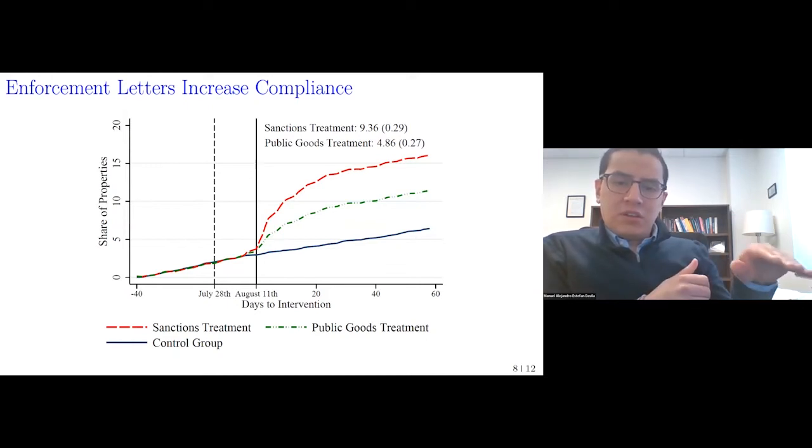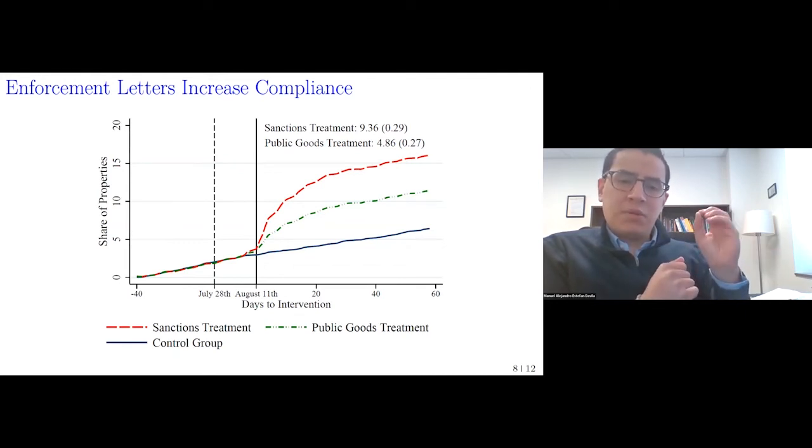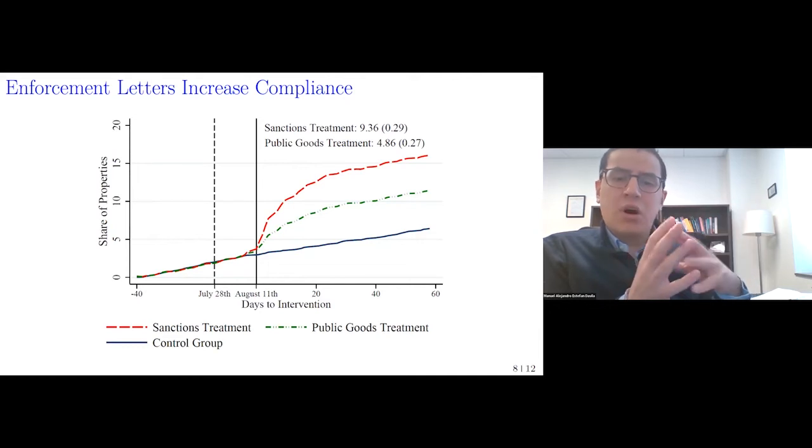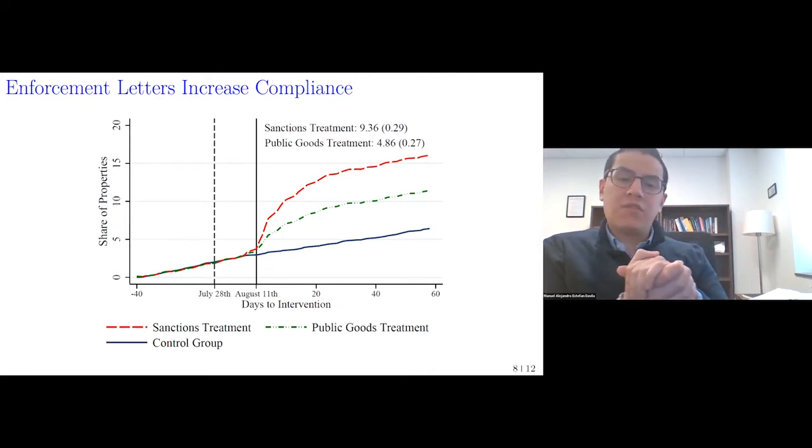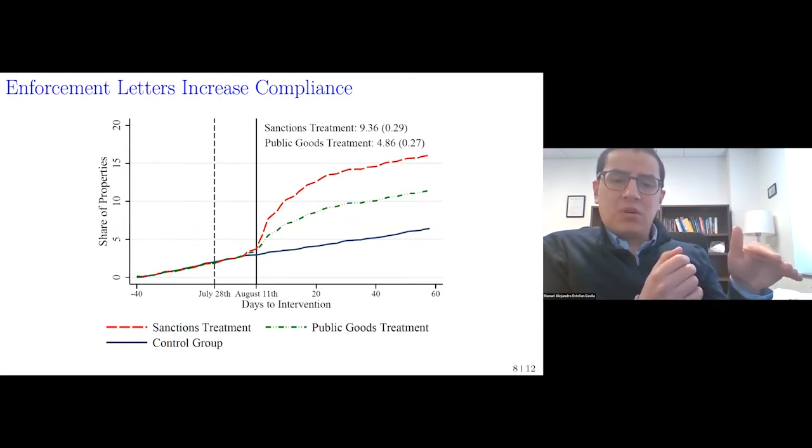As you can see, there is an upward sloping solid blue line that represents the payment behavior of a control group of delinquent taxpayers that do not receive any letter by the government. And as you'll see, this group of delinquent taxpayers increases their payment over time, albeit at a slow rate.